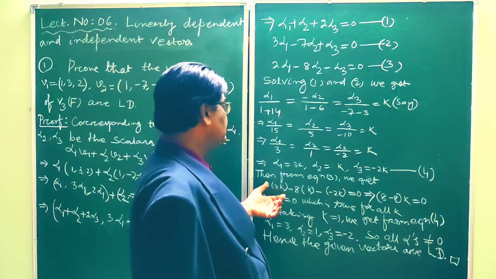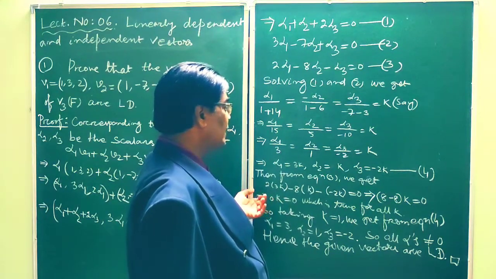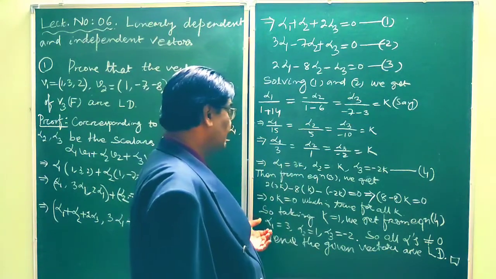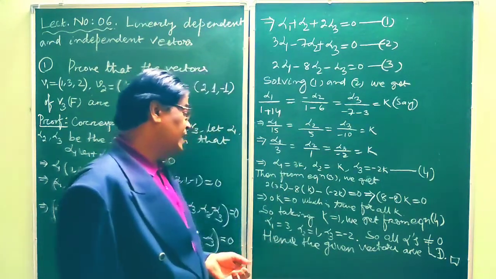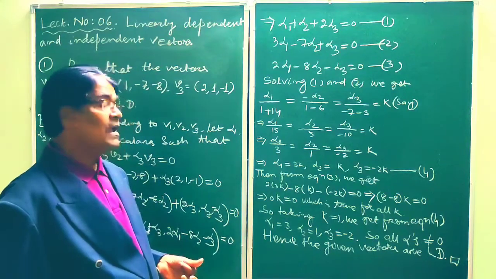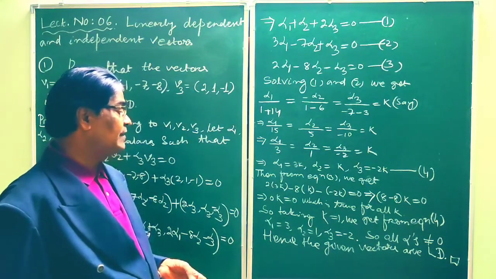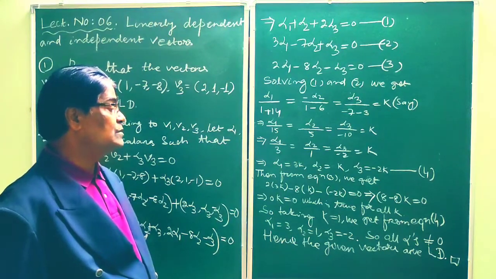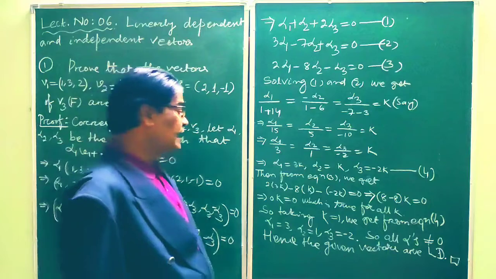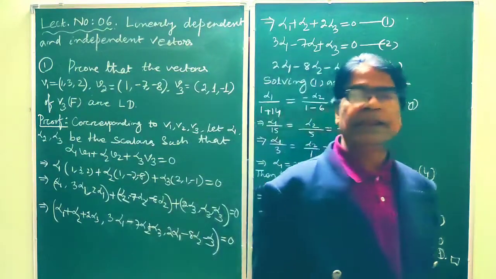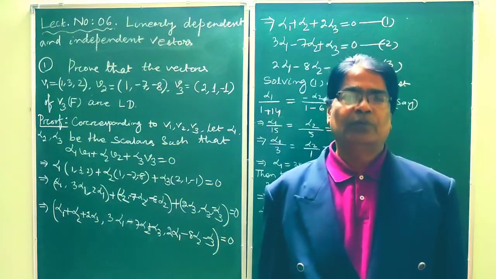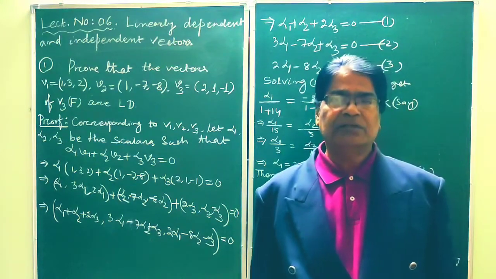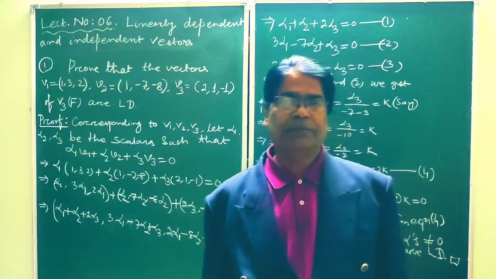Now solving equations 1 and 2 we get equation 4. Now putting this value in equation 3 we get 0 into k is equal to 0 for all k. So now taking k is equal to 1, we get alpha 1 is equal to 3, alpha 2 is equal to 1, alpha 3 is equal to minus 2. So all alphas are not equal to 0. Hence the given vectors are linearly dependent. So our first problem is solved. Let us proceed to solve the next problem.